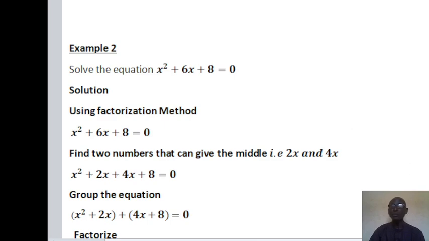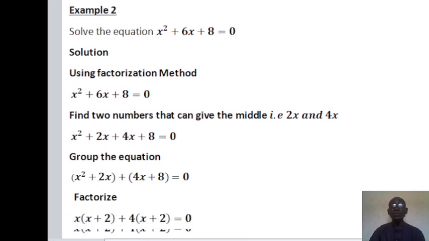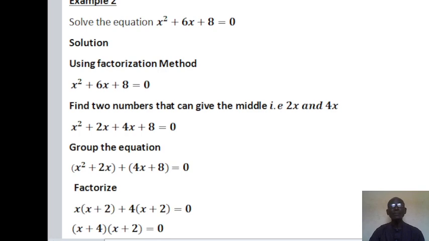Example 2. Solve the equation x squared plus 6x plus 8 equals 0. Remember, we are solving; the topic implies solving quadratic equations. Look at the degree here, degree 2, quadratic equation. Solution, we can use the factorization method.